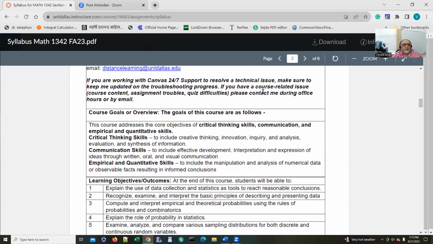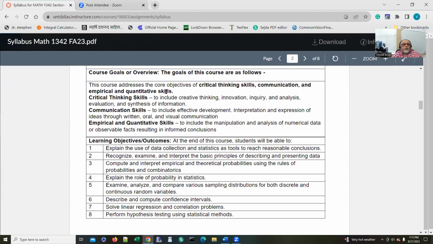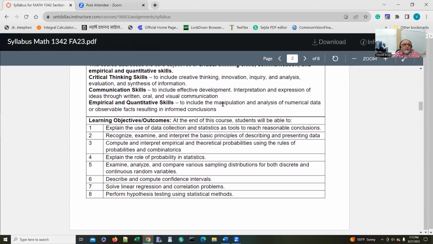Okay. Now, the goals of the course are here. So it will address the core objectives of critical thinking, communication, and empirical and quantitative skills: critical thinking skills, communication skills, empirical and quantitative skills. So definitions are given there. Again, I will skip them. You can read them yourself.